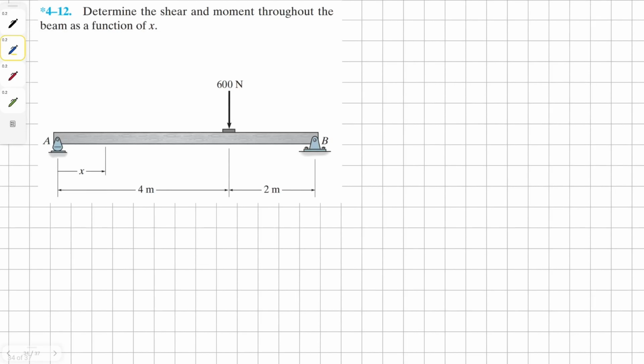Determine the shear and moment throughout the beam as a function of x. To solve this problem, first of all, we need to realize that this problem will be made up of two sections. One will be from 0 to 4. The other one will be 4 to 6.